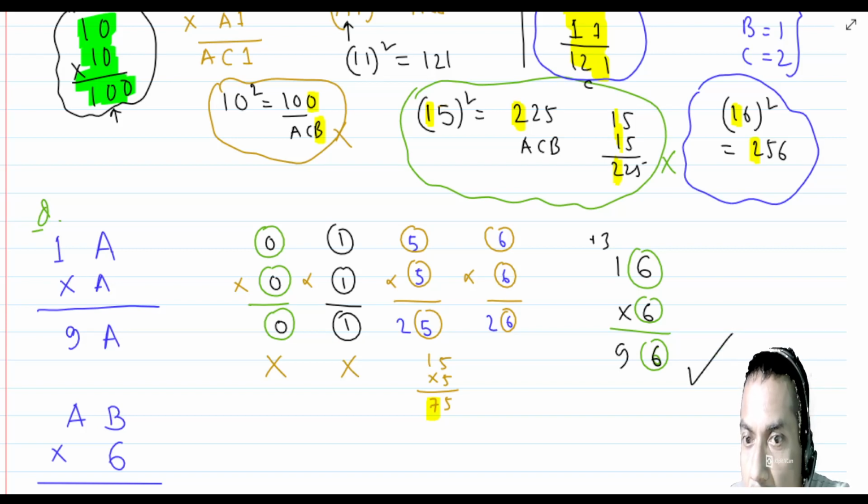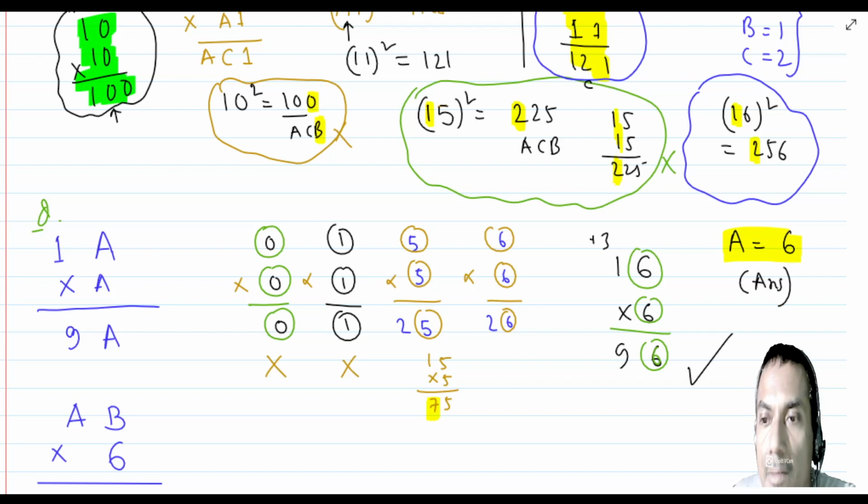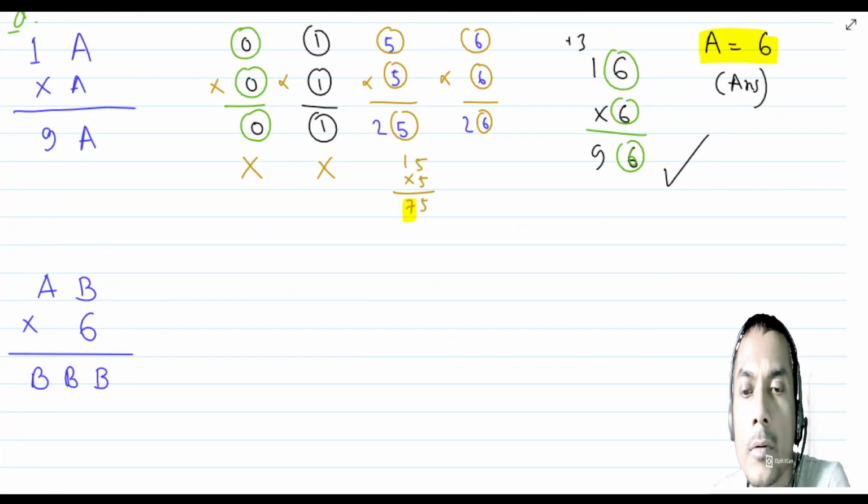So answer is A is equal to what? A is equal to 6. Is the right answer. Okay. Then 6 is the right answer. Hope it is clear. Now try this question.